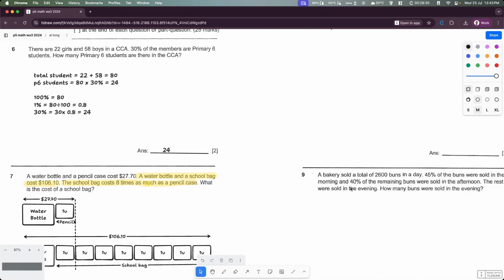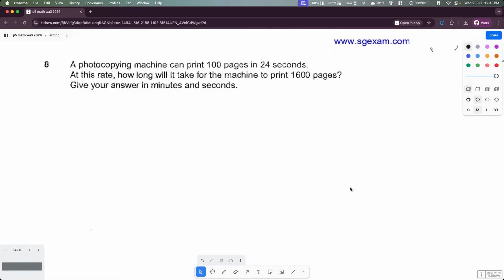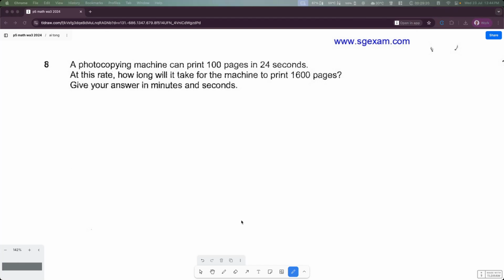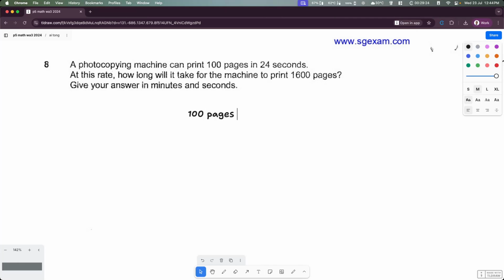Alrighty, let's move on to the next question. Question 8. Here it says a photocopying machine can print 100 pages in 24 seconds. At this rate, how long will it take for the machine to print 1,600 pages? Okay, so what we need to do is write, if 100 pages will be printing 24 seconds.